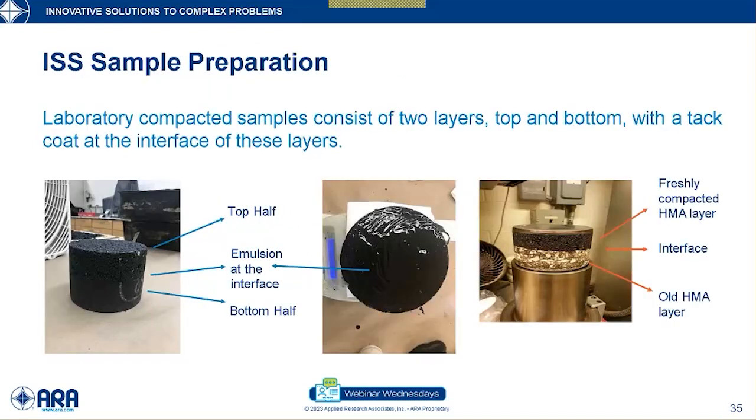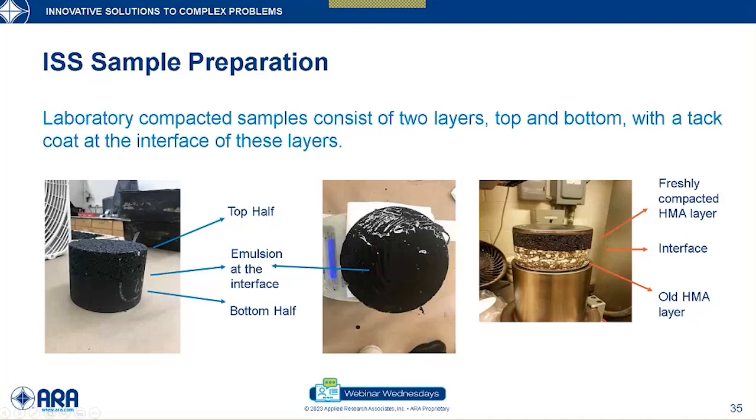Let's start with the sample preparation first. For the interlayer shear strength test, this is how I prepared samples in the lab. If you can see the picture on the left side of the screen, there's a bottom half of the test sample that's compacted in a Superpave gyratory compactor. And then I place asphalt emulsion at the interface using a scale and a bristle brush. The exact amount of asphalt emulsion is applied so that it represents the application rate.